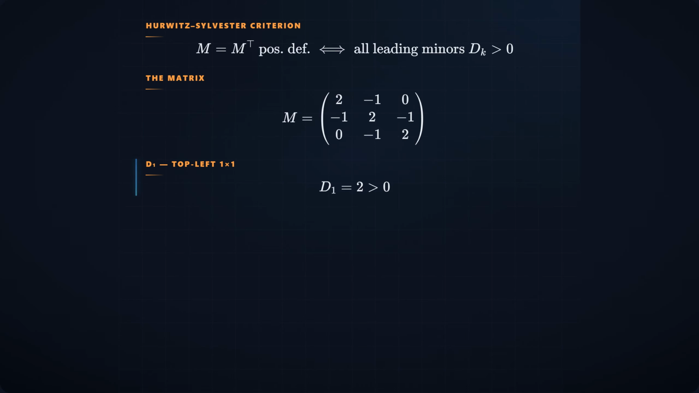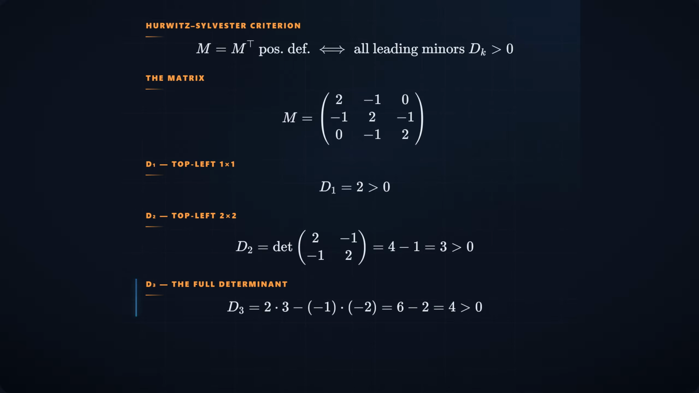D1 is the top left single entry, 2. Positive. D2 is the 2x2 top left block. Its determinant is 2 times 2 minus (minus 1) times (minus 1), for a result of 3. Positive. D3 is the full determinant. Expanding along the top row, 2 times the minor 3, minus 1 times the little 2 by 2, which is minus 2, so 6 minus 2, 4. Positive.